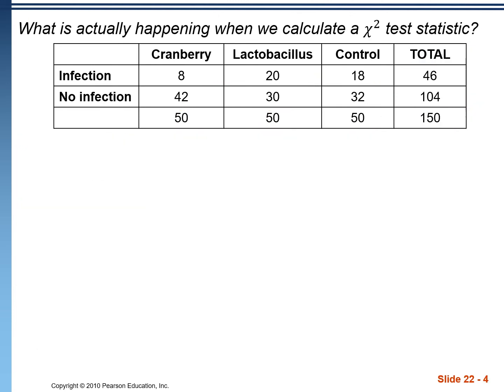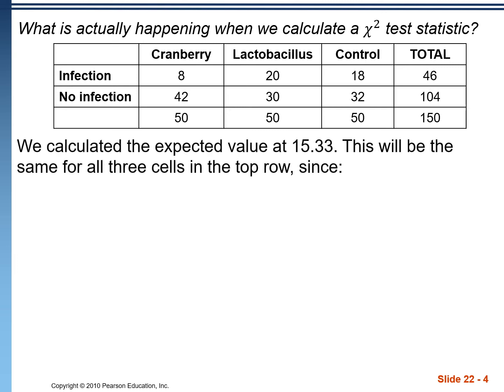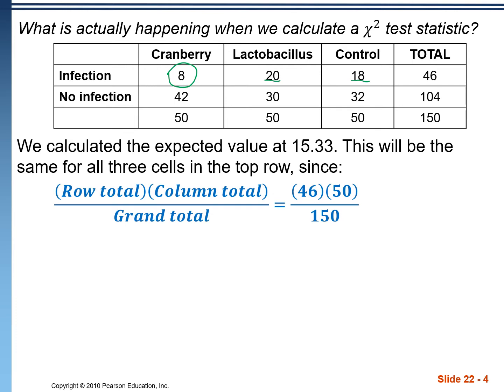Next question, what's actually happening when we calculate a chi-square test statistic? So at this point, we figure out the expected cell for this first cell here. We got 15.33, and we also noted that this is going to be the same for these 2 cells as well, because for all of them, row total times column total over 150 is the same thing.